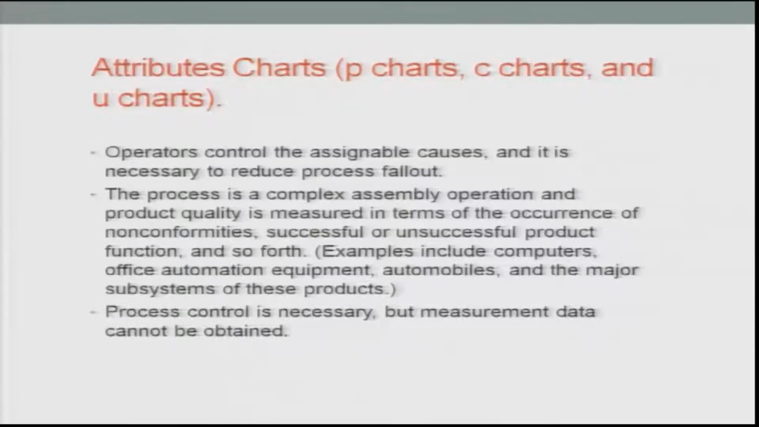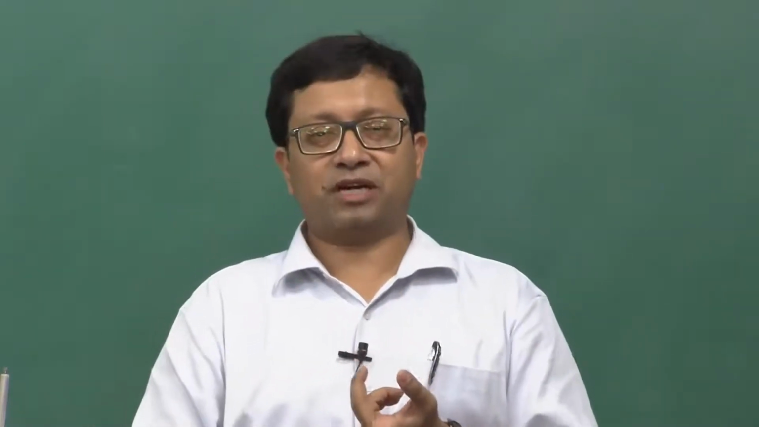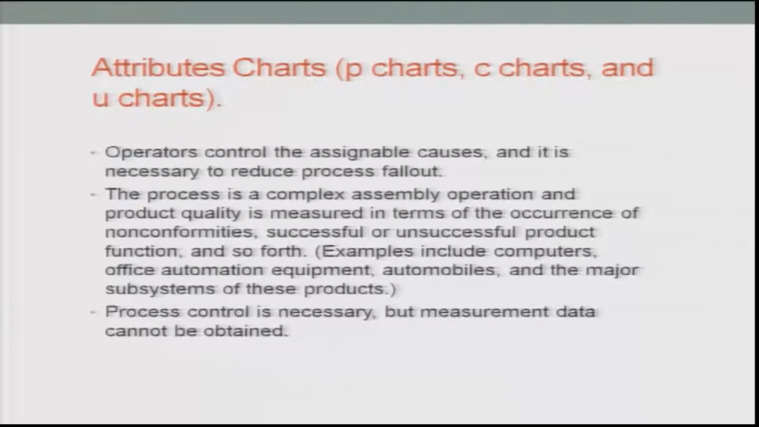Coming back to the attribute charts, we mentioned that for the variable charts we use the X bar and the R, and sometimes the sigma charts, which is basically the standard deviations. Now, in the attribute charts you have the P charts, the C charts and the U charts. So, operators control the assignable causes, and it is necessary to reduce process fallout.